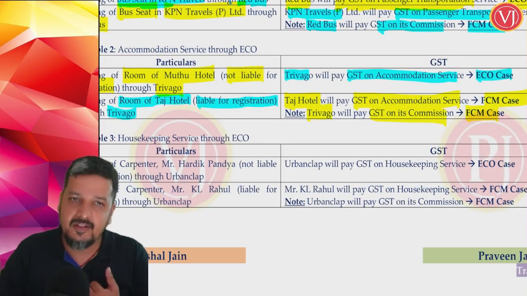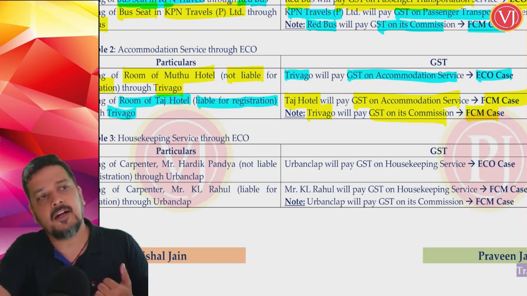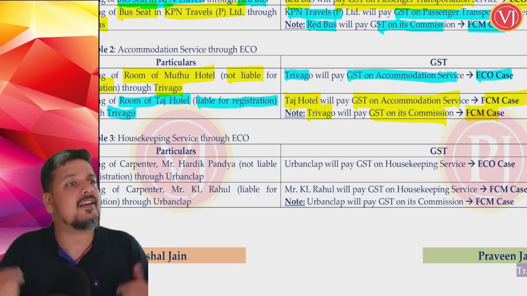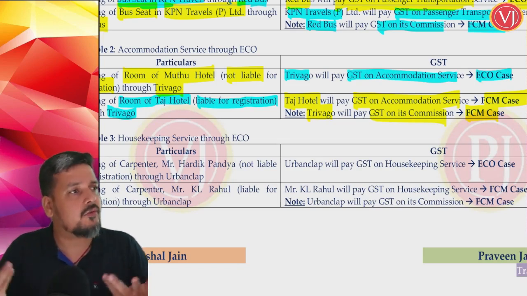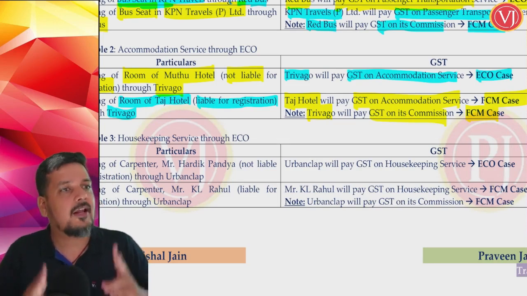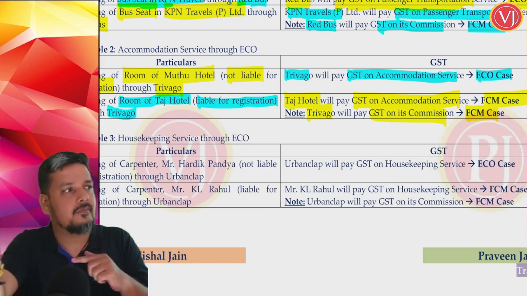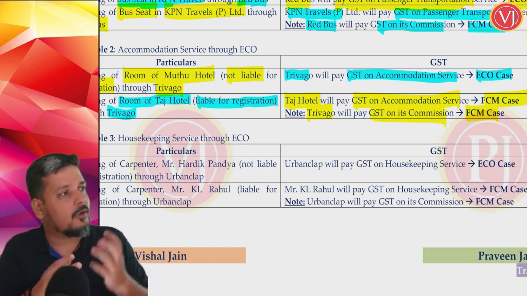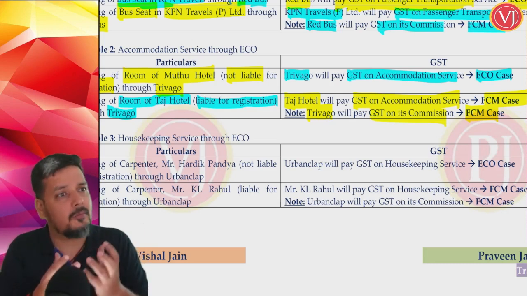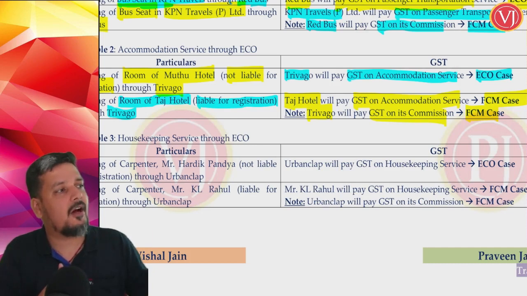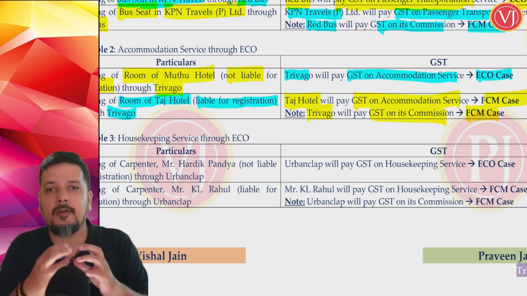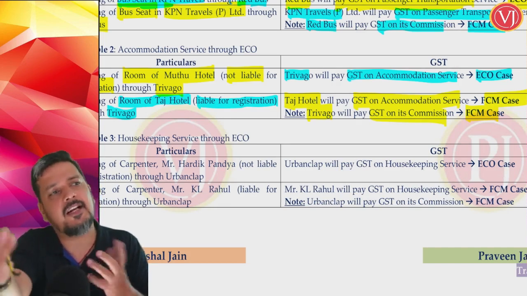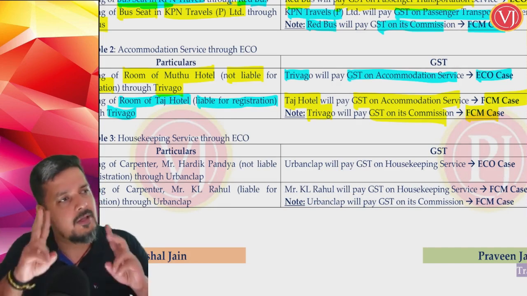Taj Hotel will pay GST. If the recipient is eligible for credit, it will take. Trivago will pay GST on its commission. Obviously, Taj Hotel will take the input tax credit because it is used for its business. There are two supplies: Taj Hotel to the person who's staying there, and Trivago to Taj Hotel. Trivago is going to collect commission from whom? Taj Hotel. Trivago will pay GST on 100 rupees. Taj Hotel will take the credit. Taj Hotel will pay GST on 1000 rupees. If the main recipient is eligible for credit, it will take the credit. Both are FCM case.